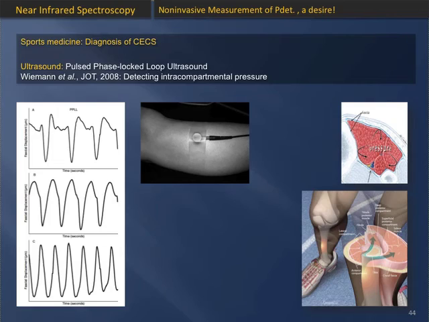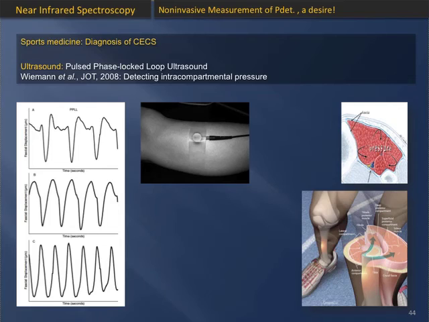By training, I'm a sports physician, so I'm pretty involved in different kinds of sports pathologies. In one of my studies, I came across an article proposing a new ultrasound method for non-invasive diagnosis of chronic exertional compartment syndrome. Chronic exertional compartment syndrome or acute compartment syndrome is something similar to what we have in the bladder. There is an abnormal increase in tissue pressure, intracompartmental pressure.